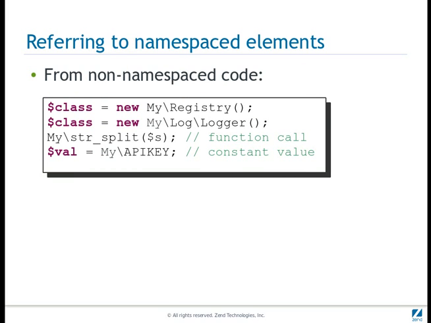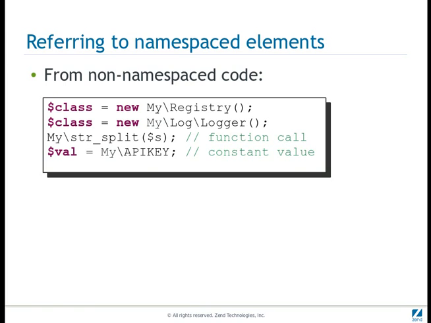Now, when you refer to namespaced elements from non-namespaced code, you simply type them the full name, just like you would with the pseudo namespaced code that you're used to with Zend Framework or PEAR or any code base that follows PEAR naming conventions. Instead of the underscore that you utilize with those, it's going to be the actual namespace separator here, the backslash.